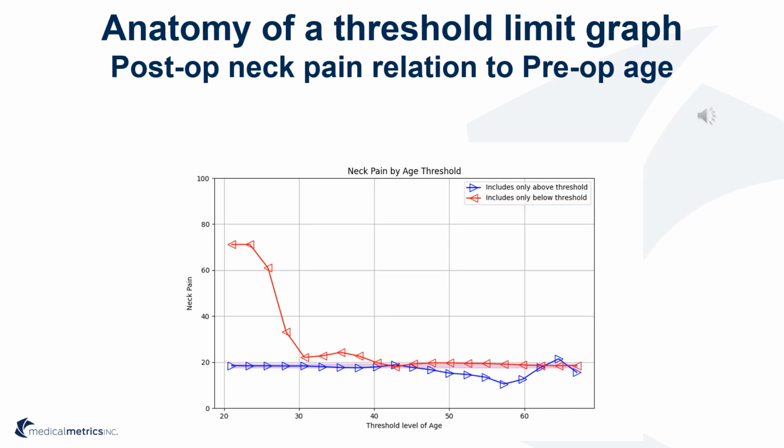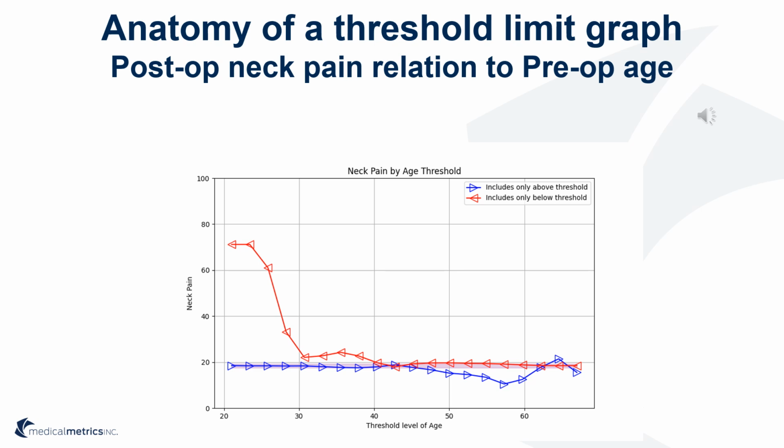Here is an introduction to the anatomy of a threshold limit graph using data from a study where the post-operative neck pain and preoperative age were recorded. Each threshold limit graph will have a blue and a red line. The blue line has markers pointing to the right, and the red line has markers pointing to the left.